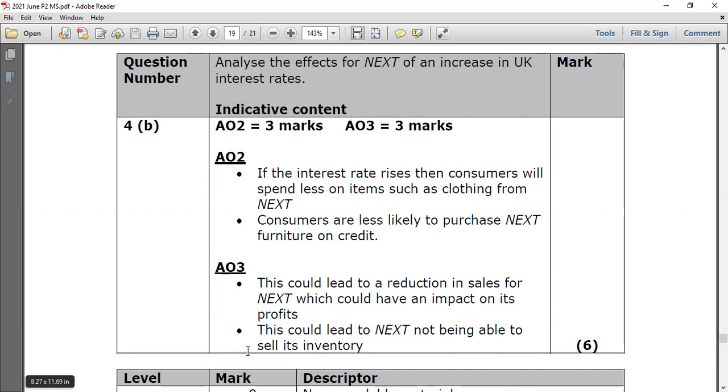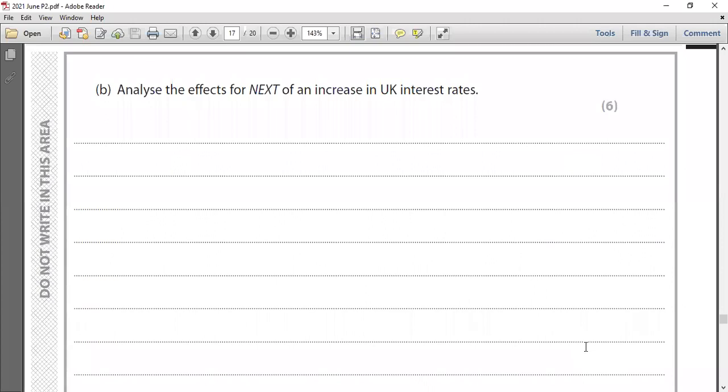So this is the impact. You can write two impacts like that. Basically, think about the interest rates, the borrowing and lending side.